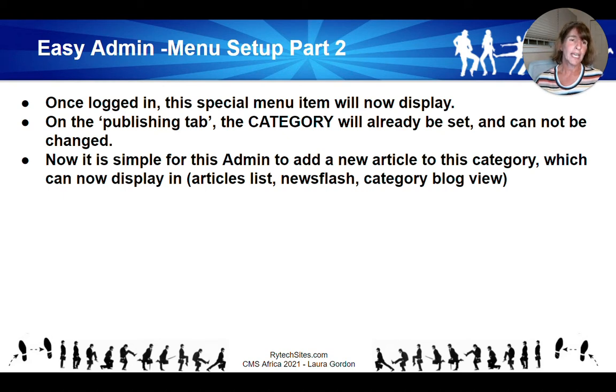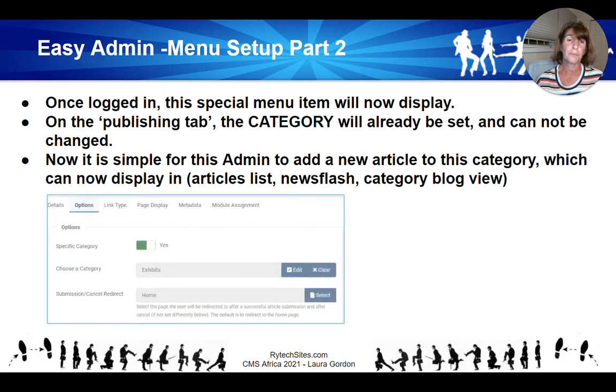On the Publishing tab, the category will already be set and it cannot be changed. Now it's simple for this admin to add a new article to this category, which can now display in Articles List Newsflash Category Blog View. So in the options, this is an example of I only want a specific category shown. Choose the category exhibit. So it's going to force them to create an article in the exhibits category.